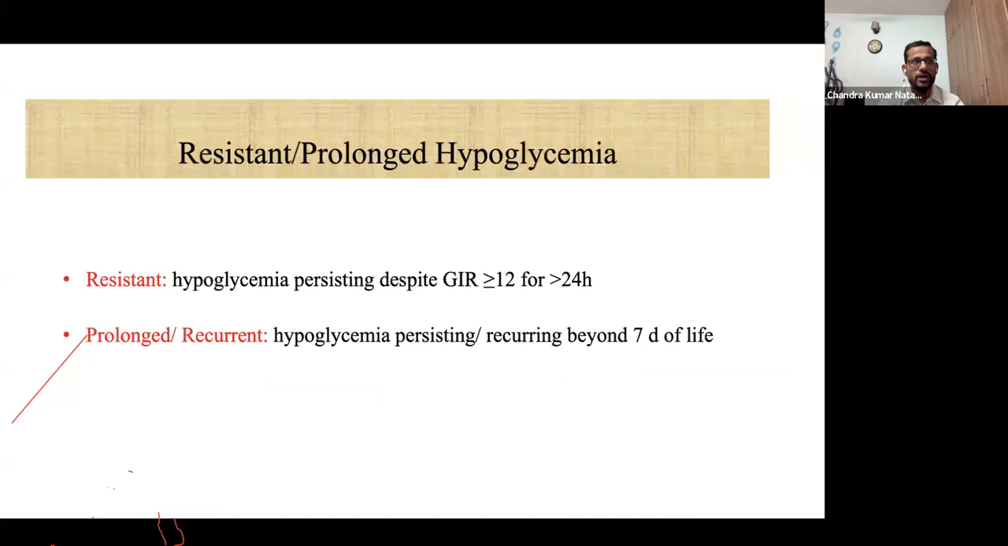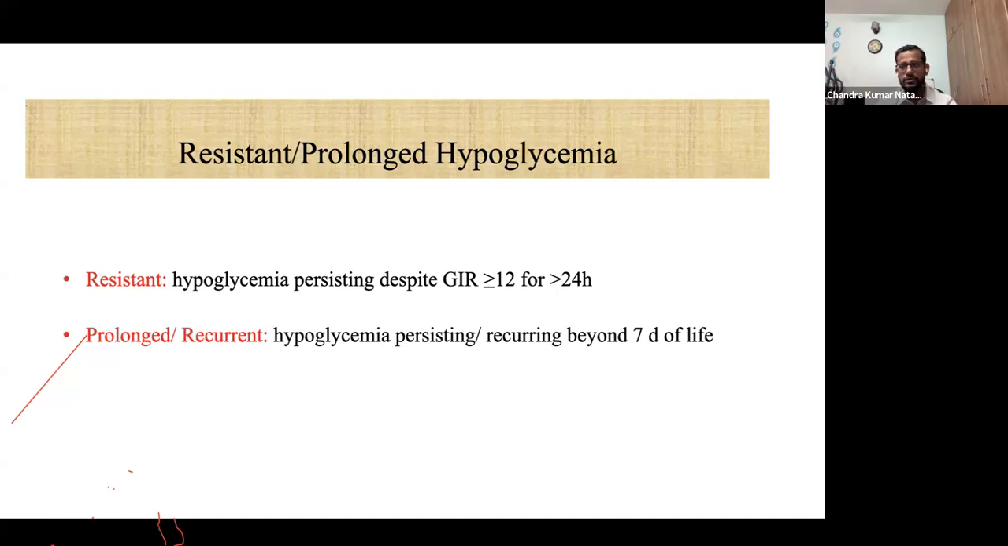Okay, so we also need to understand what is resistant hypoglycemia and what is prolonged hypoglycemia. So resistant hypoglycemia is the one which is persisting despite increasing GIR to maximum, okay, for more than 12 hours. Prolonged or recurrent hypoglycemia is hypoglycemia which persists beyond 7 days of life. Okay. So when such things are there, it is not a simple hypoglycemia. There may be an underlying endocrine or metabolic problem, a coexisting metabolic problem.